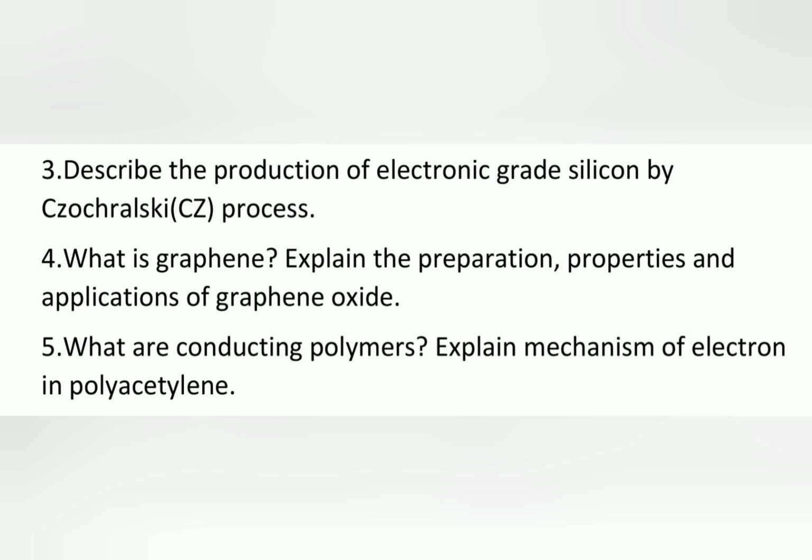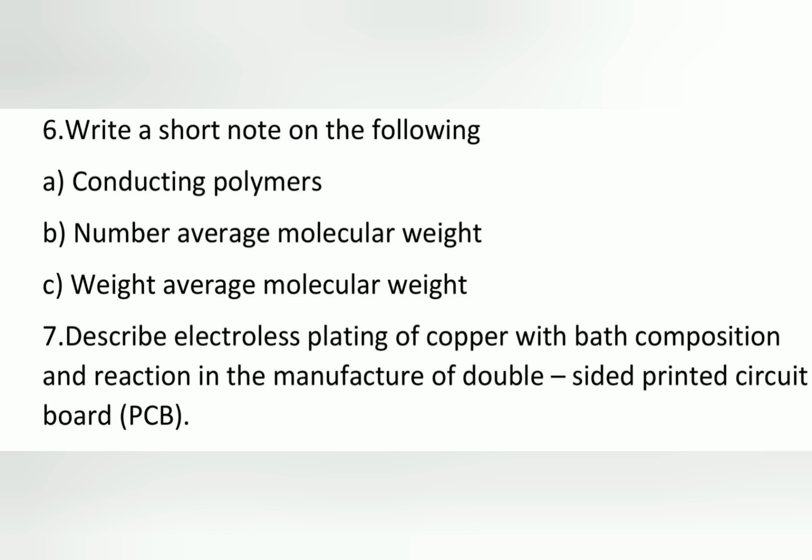The fifth question is what are conducting polymers, explain the mechanism of conduction in polyacetylene. The sixth question is write a short note on the following: conducting polymers, number average molecular weight and weight average molecular weight. The last question is describe electroless plating of copper with bath composition and reaction in the manufacture of double-sided printed circuit board. These are the important questions in Module 1.